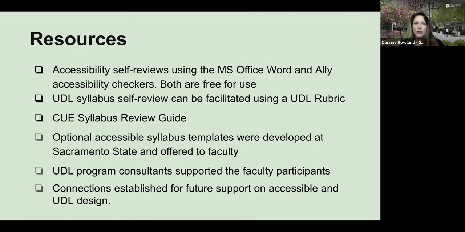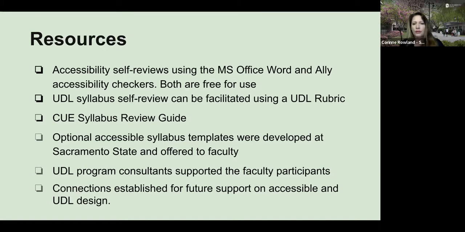So some of the resources included accessibility self-reviews that utilize the Microsoft Office Word tool, as well as Blackboard Ally. Those accessibility checkers are both free to use for our faculty and can be accessed right in Canvas, which is our learning management system. Microsoft Word cannot, actually Ally can. There's also an accessibility checker that Canvas offers. Microsoft Word is free and is utilized by our faculty in most cases. And so that's one tool that we reference the most in this FLC.